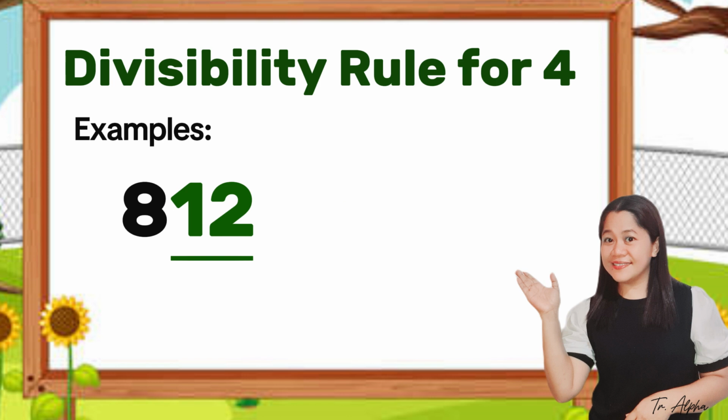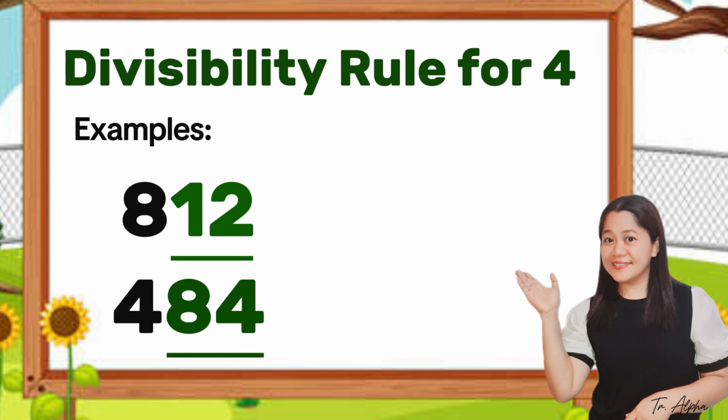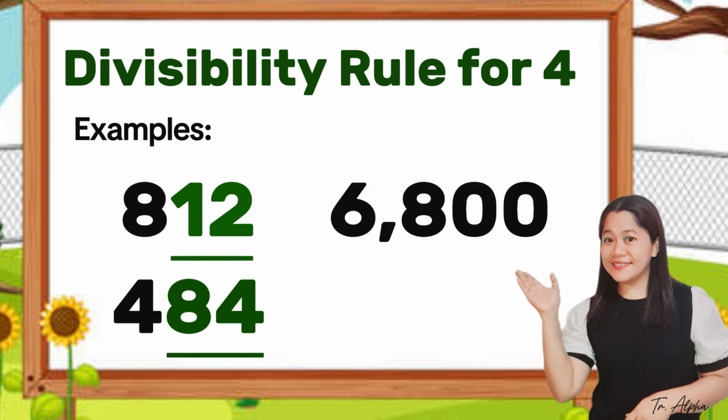Another example is 484. The last two digits of 484 are 84. 84 is divisible by 4. Therefore, 484 is divisible by 4. Another example is 6,800. 6,800 ends in two zeros. Therefore, 6,800 is divisible by 4.